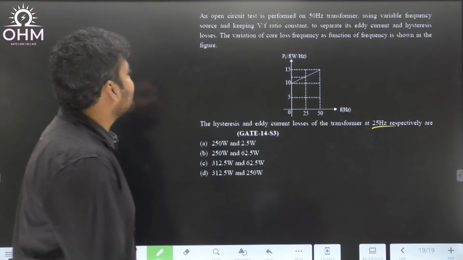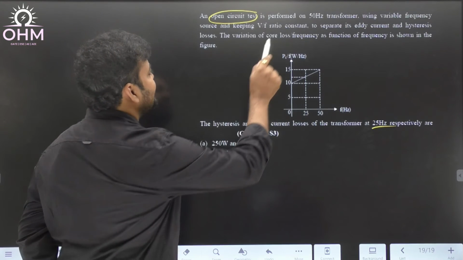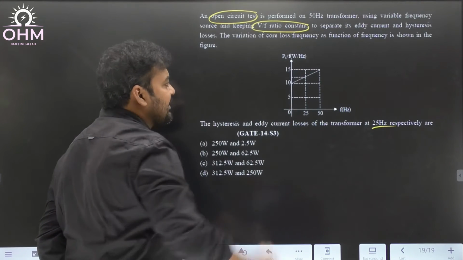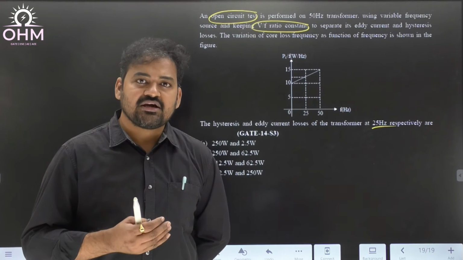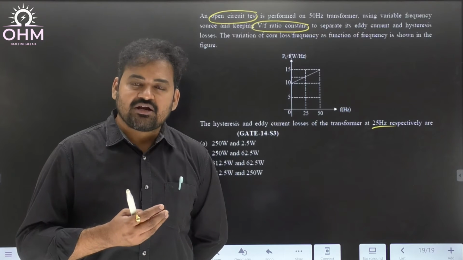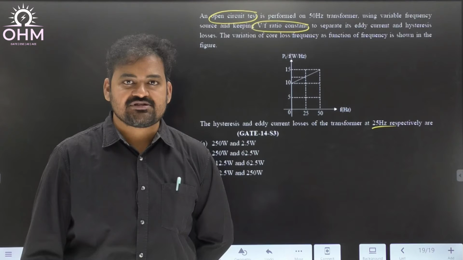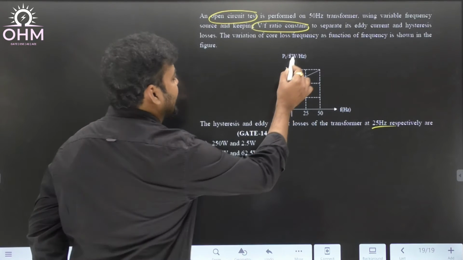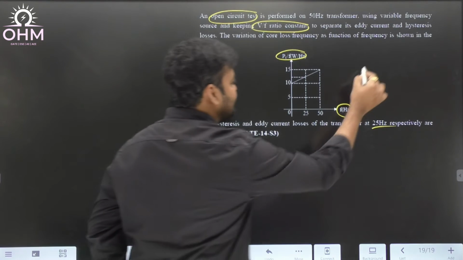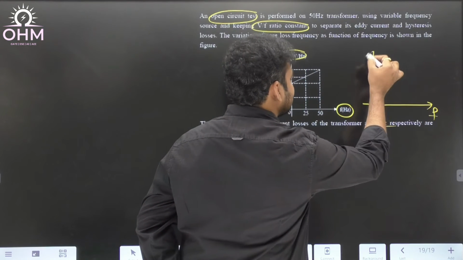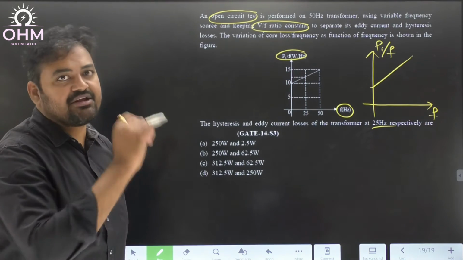So first of all, it was open circuit test data. It was clearly mentioned. Okay. And it is performed keeping V by F ratio constant. We know this is a mechanism to separate hysteresis loss and eddy current loss. To separate hysteresis loss and eddy current loss, the open circuit test has to be conducted a number of times, keeping V by F ratio constant, and every time we have to change the frequency. And then draw a graph between iron loss divided by frequency on y-axis and frequency on x-axis. Therefore, if you draw the curve like this, it will be like a straight line intersecting the y-axis.